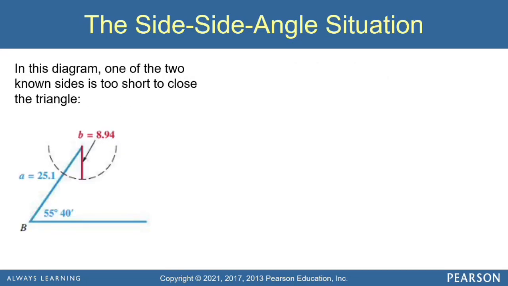So take a look at this situation. Here we have SSA. In other words, we have a known side, another known side, and then the angle that's not between them. The problem is this information does not form a triangle because no matter what angle we make with this side right here, this little side is not long enough to meet the third side of the triangle. So without changing one of these values, we're not going to get a triangle. This is an example where side-side angle formed no triangle.